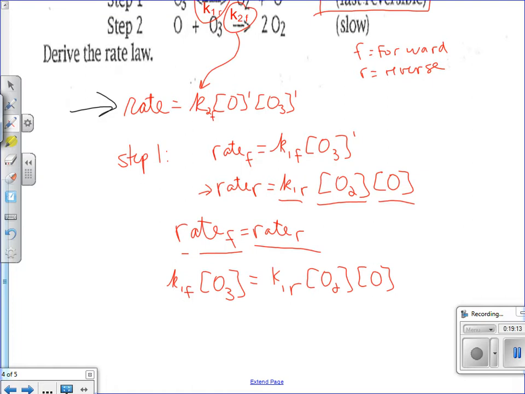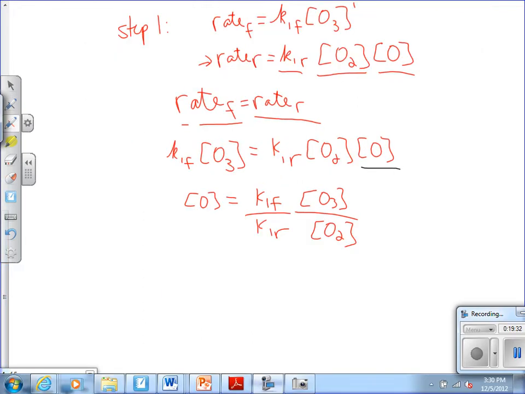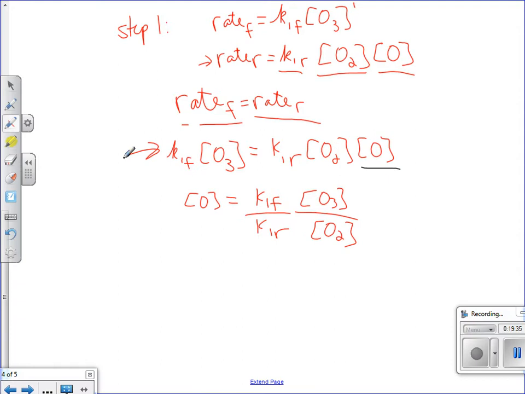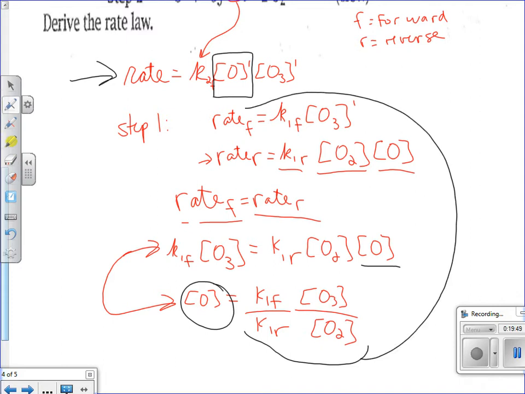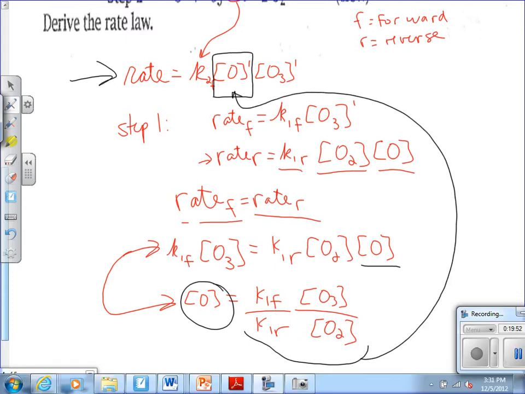Okay, so let's see. I needed to get rid of the O from my rate law for the slow step because we're not allowed to have intermediates. So I need to get rid of this O. I solve for O, and then I plug it in. I'm going to solve first. All right, all I've done here is solved this equation right here. I solved it, isolated oxygen, and now I am going to plug this value for oxygen, all of this. I'm going to use substitution and substitute it right into oxygen right there.